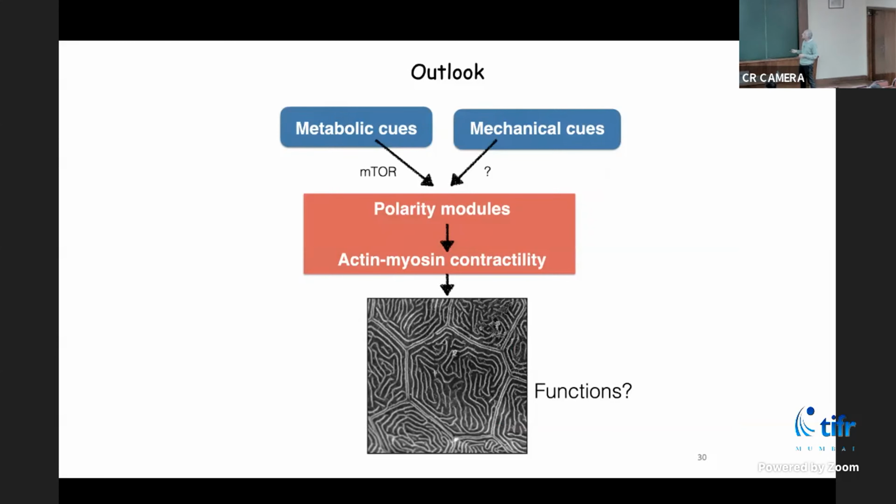What we have shown in the past is how the polarity modules and actin-myosin contractility are important for formation of these ridges. The TOR signaling now allows us to ask whether metabolic cues impinge on formation of these, and if there are mechanical cues which are feeding into the polarity modules to give such patterns. And this is something I want to finish in the next 7 years before I retire. That is 7 years is my time.